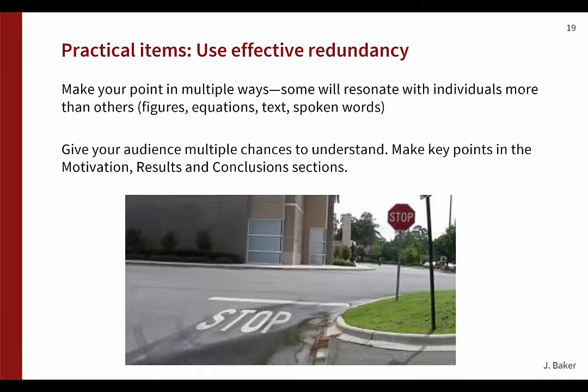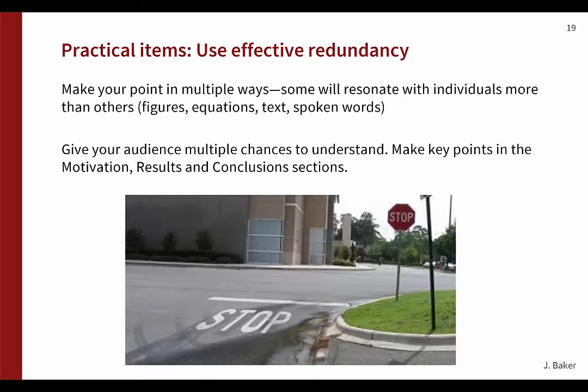Another practical item is that you want to use what we sometimes call effective redundancy. I want to have redundancy in my messaging. If there's key messages, a conclusion or a really innovative idea that I came up with in my research or innovative technique, I want to make sure that the audience gets that. And if I don't tell it to them in more than one way, there's a risk they might miss it. So generally, you can think about figures, equations, text, and then what you're saying, all as ways of conveying information. And if there's something important, you want to give the audience multiple chances to get it, right?